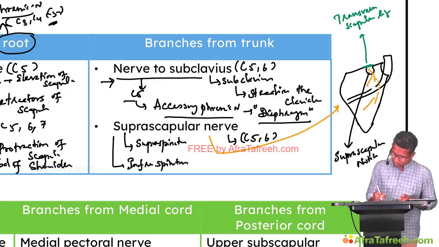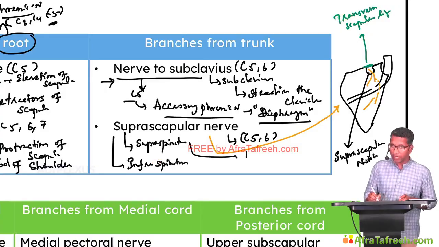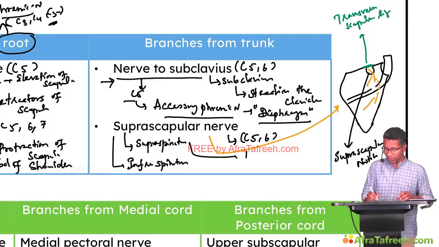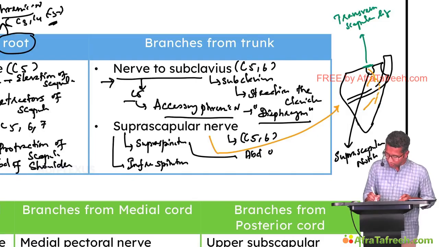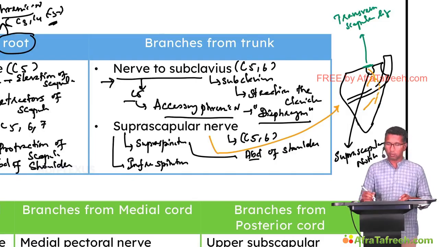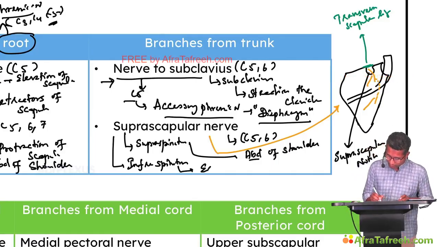Okay, the supraspinatus muscle is an initiator of abduction of the shoulder joint. So it helps in abduction of the shoulder joint. ABD stands for abduction. And infraspinatus helps in external rotation of the shoulder joint. Okay, so these are the actions of these muscles, guys.